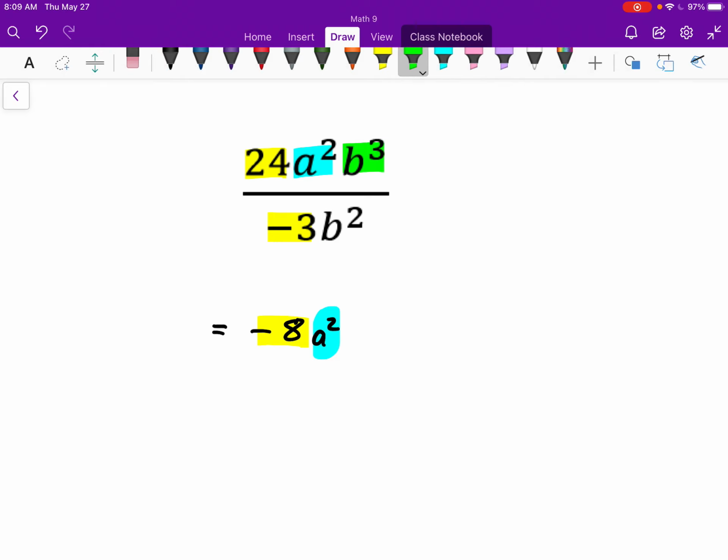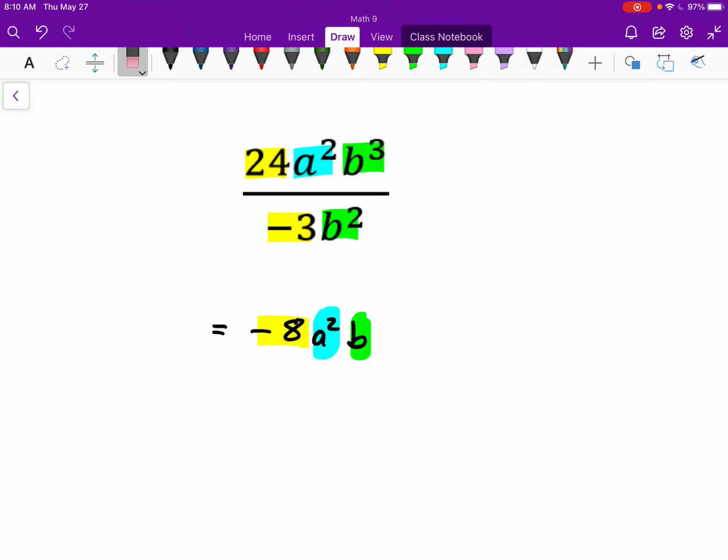But I have b cubed divided by b squared. So I have b times b times b in my numerator. I have b times b in my denominator. Those cancel out and make a 1. These cancel out and make a 1. So what's left? Just a single b in my numerator. And again, there's no denominator left. So all that's left is a single b.